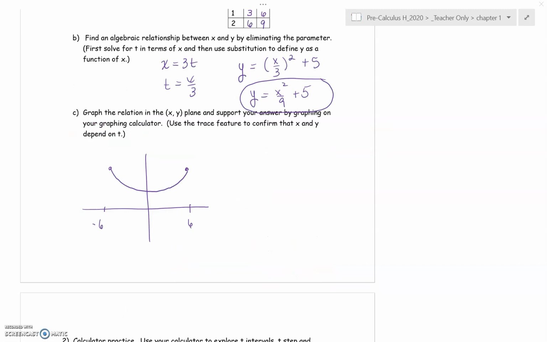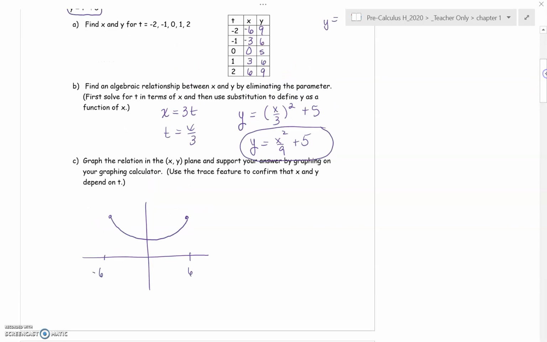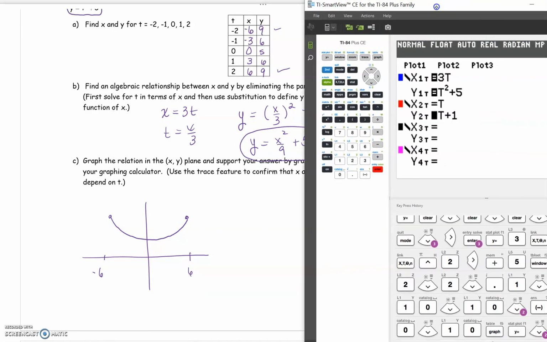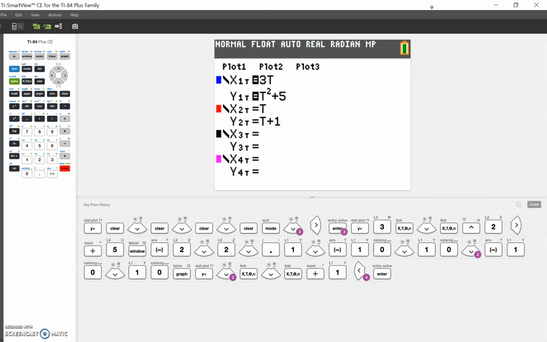Okay, so hopefully you realize that your graph looks something like this when you plotted those points. Notice you don't want to put arrows. This is very important because your t interval was from -2 to 2. So we have endpoints at (6, 9) and (-6, 9). Okay, so let's go ahead and grab our graphing calculator. So I actually put this in for you.